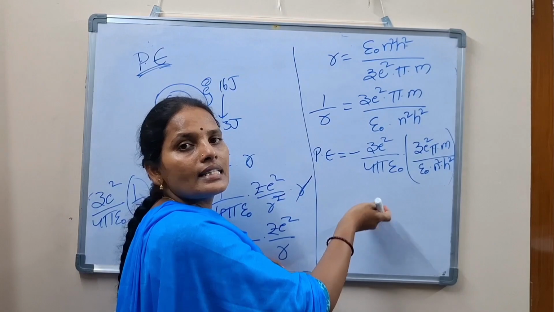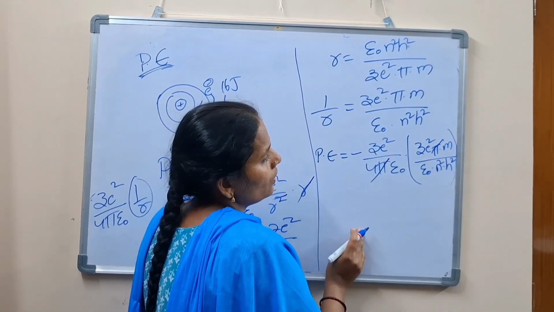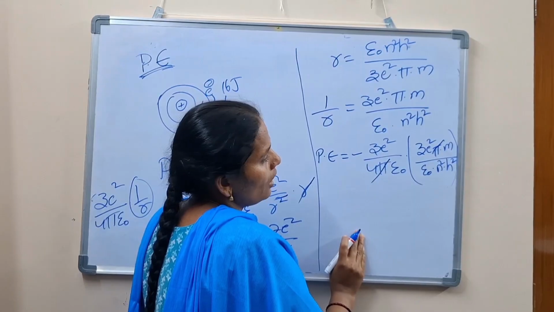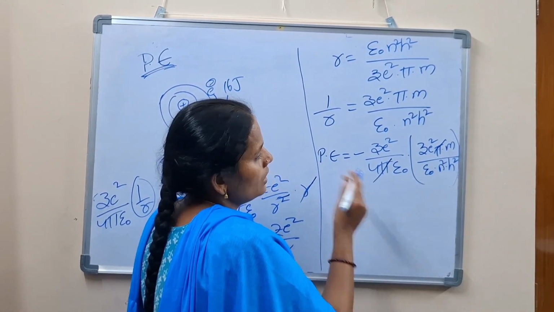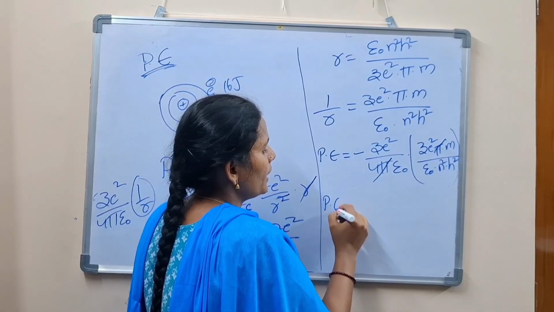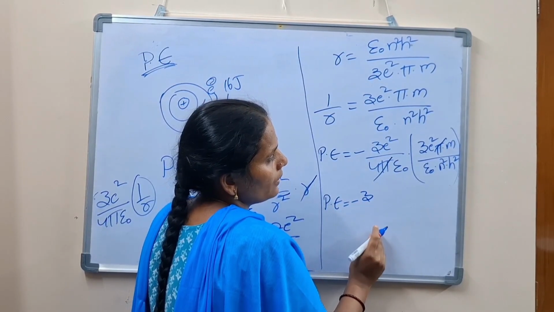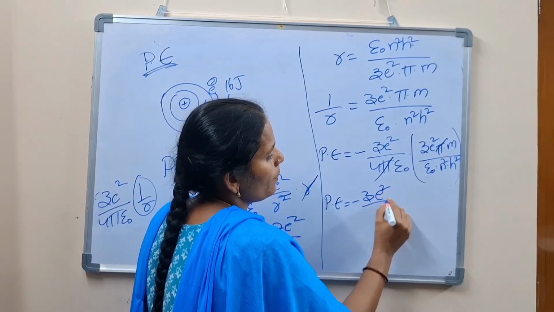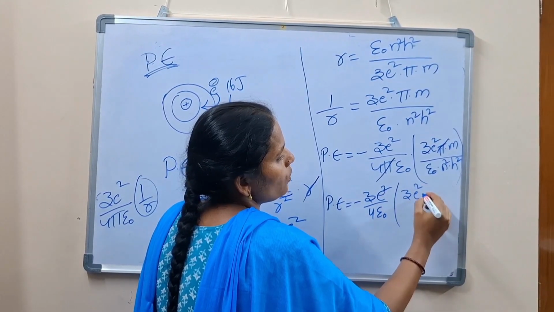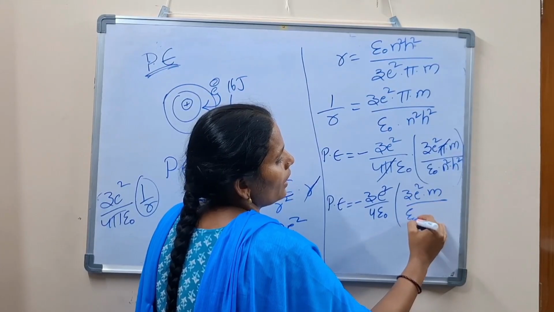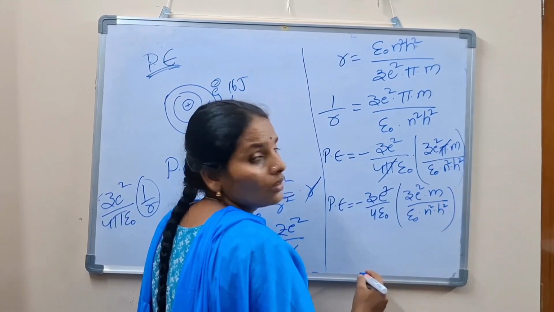Let's see any cancellations here. Here pi and pi are cancelled. Okay, after that, remaining all we have to write: potential energy equal to minus Z square by 4 epsilon naught into Z square into m by epsilon naught into n square into h square.